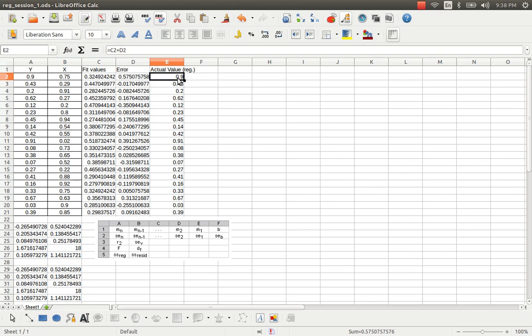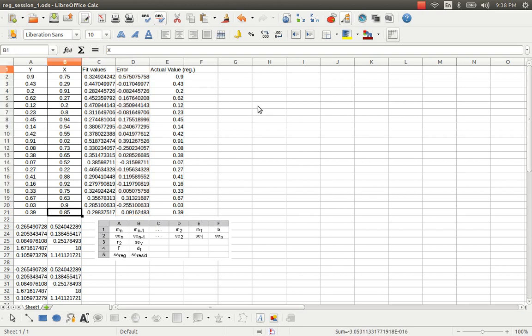So our time saved. So the fit value is 0.32 and the error is 0.57. When we add these two terms, it should be equal to 0.9, and the second value, so the actual values are recalculated from the regression values as well as from the error, and this is actually what we are searching for.